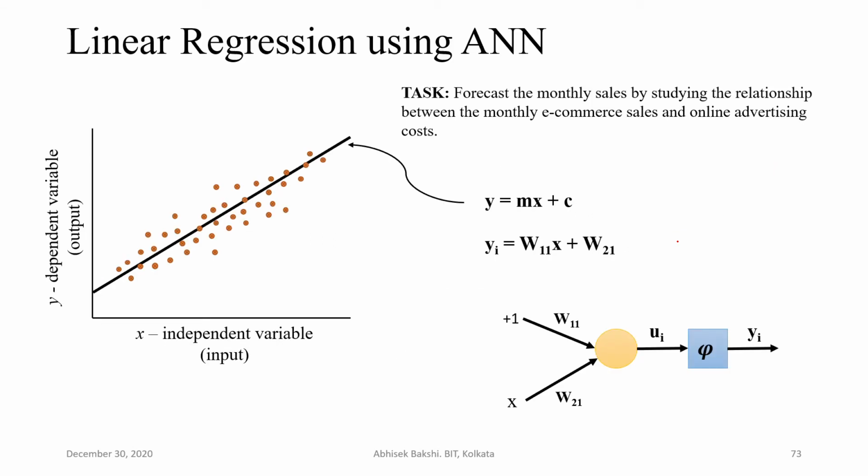So now let's come to a practical, interesting problem that you can solve using an artificial neural network. What is the task? The task is to forecast the monthly sales by studying the relationship between the monthly e-commerce sale and online advertising cost. So clearly this is a linear regression problem.